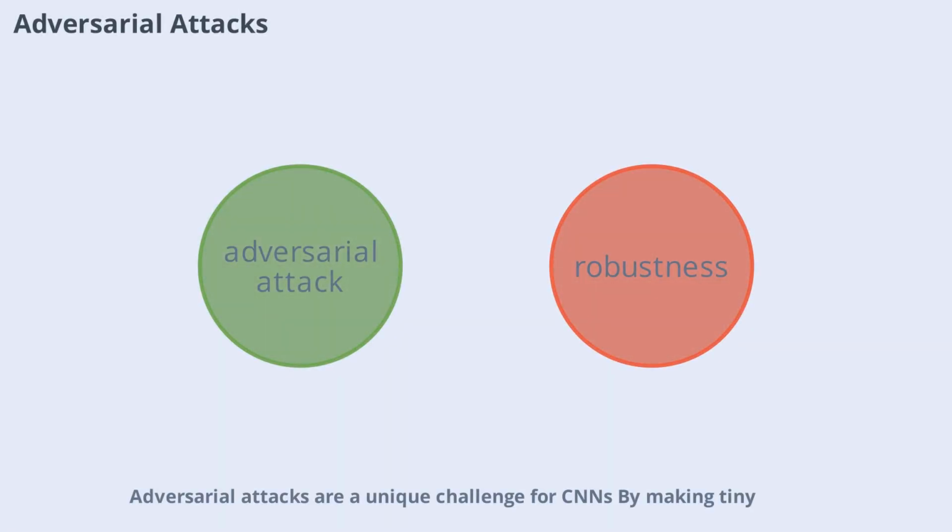Adversarial attacks are a unique challenge for CNNs. By making tiny, almost invisible changes to an image, attackers can trick a CNN into making incorrect predictions. Understanding and defending against these attacks is a hot topic in AI research.